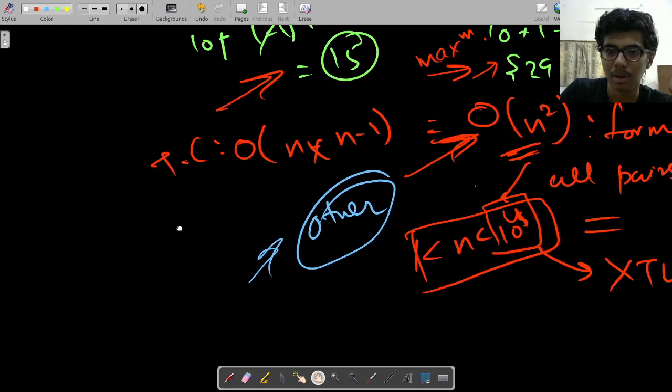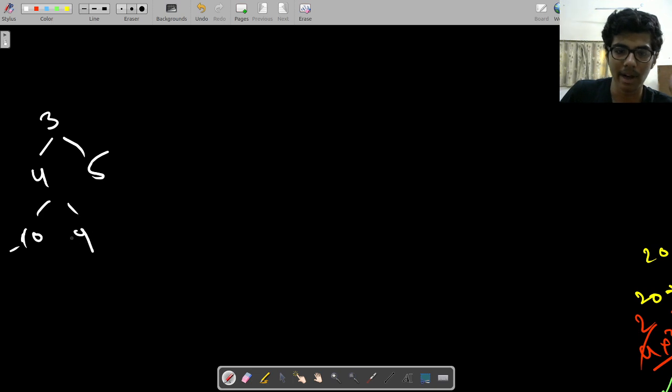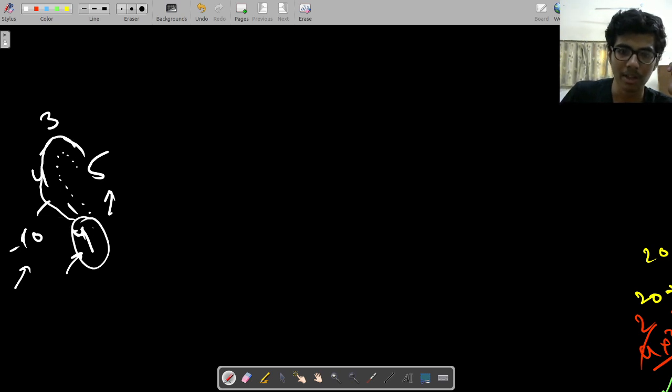So let us take the example given in the question also. This example I am talking about. So it is 3, minus 4 and 4. Okay, so these three are leaf nodes. So we have to find the distance between these three. So the maximum distance I will be getting from here to here will be from this path. Okay, so it will be like 4 plus 4 plus 3 plus 5, which will give me 16.